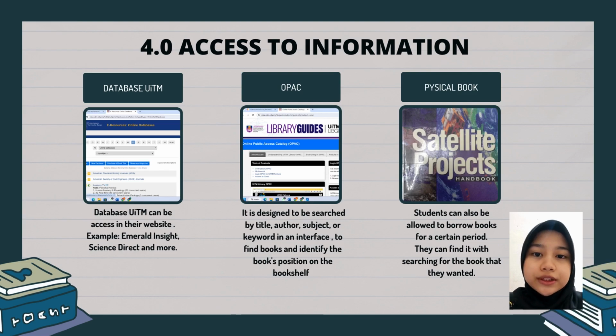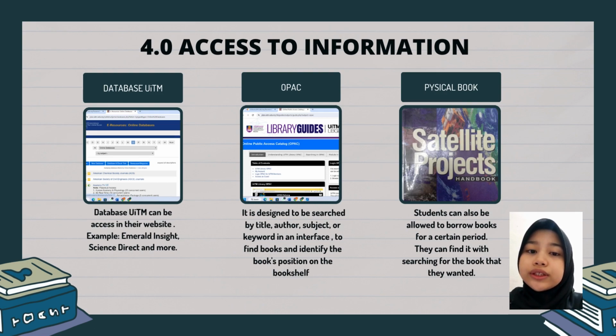From our observation, we found that there are many ways to access information in the library. Among them is using the UiTM database system. UiTM has 11 databases that are subscribed to for student use, and the most popular among students are Emerald Insight, Science Direct, Google Scholar, and others.